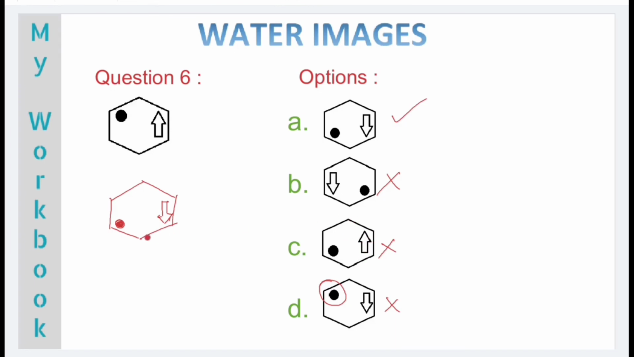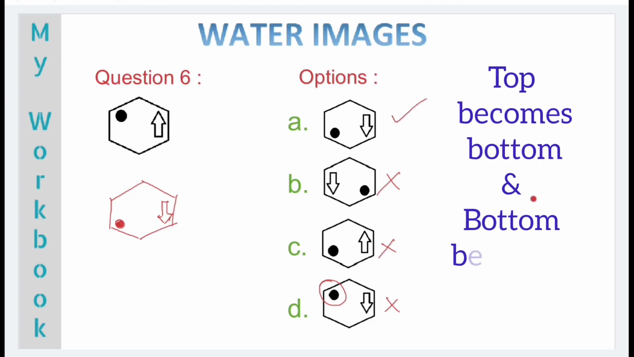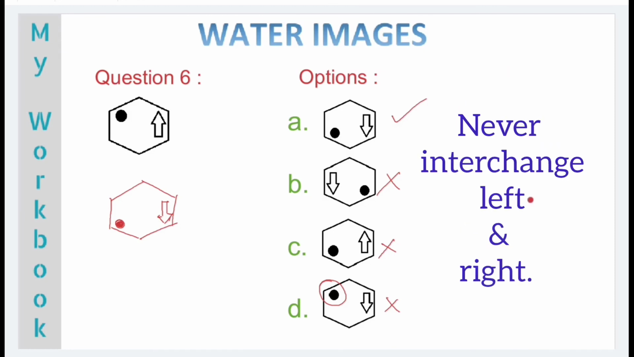By considering the elements one by one, we can easily find which is the correct water image from the given options. The main hint to find water image is that top becomes bottom and bottom becomes top. Never interchange the left and the right segments of the image.